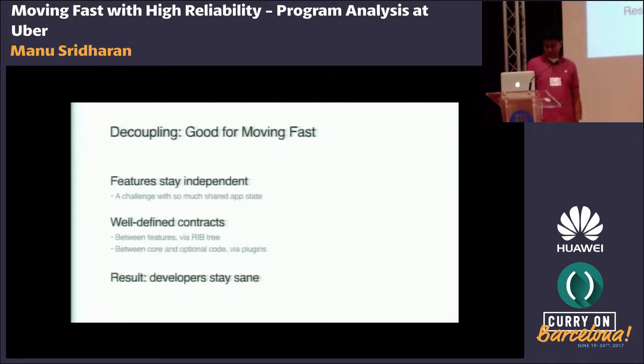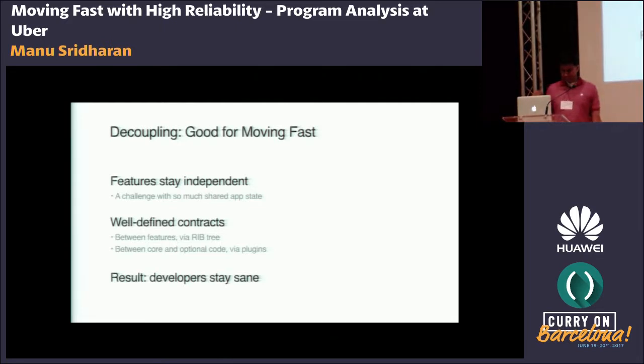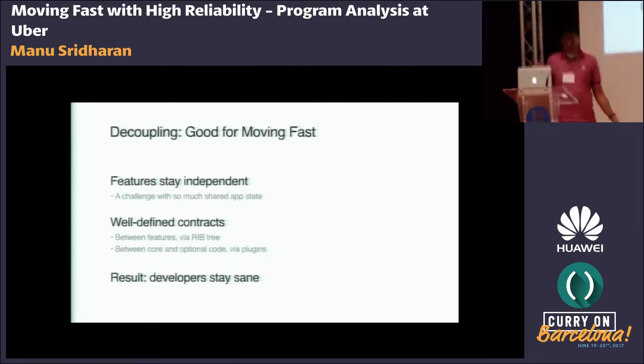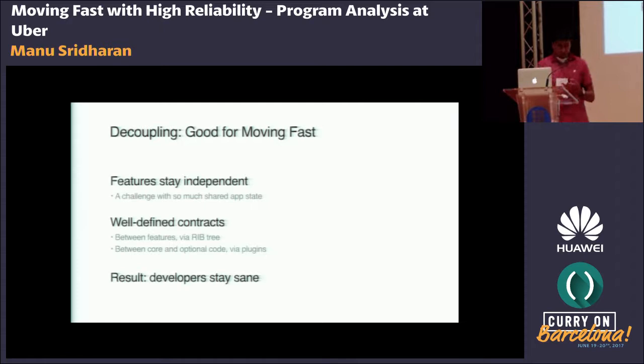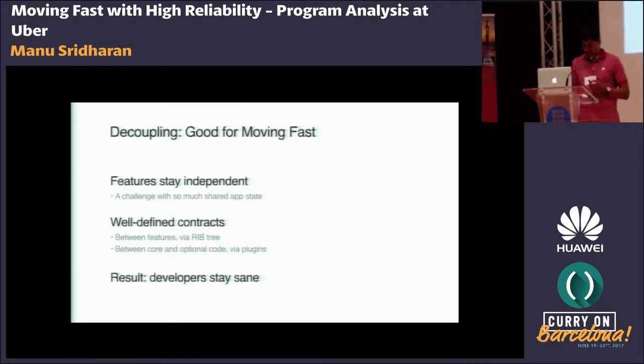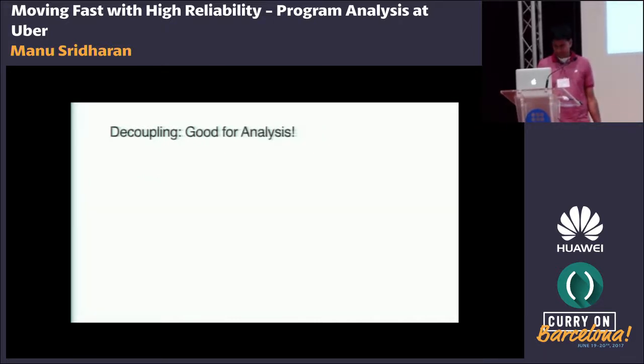Well, the decoupling is really great for helping developers move fast, right? As I said before, with these scope trees and plugins, features, it's very easy to keep features independent, and this is actually a challenge with the amount of app state that needs to be shared. You have well-defined contracts between features. Via this tree, you know exactly what state is getting passed in, what you're passing to your children. And also between the core and optional code via these plugin points. So this helps developers stay sane and not constantly get blocked by code that's irrelevant to them.